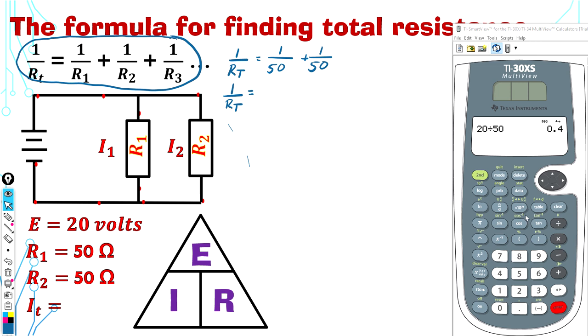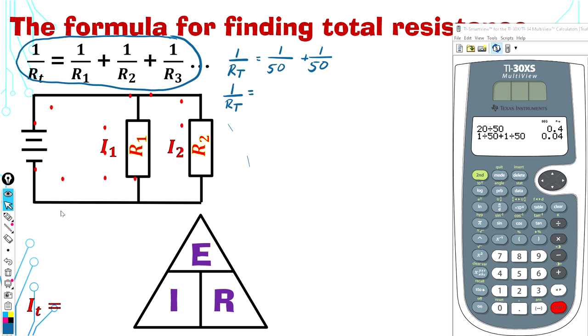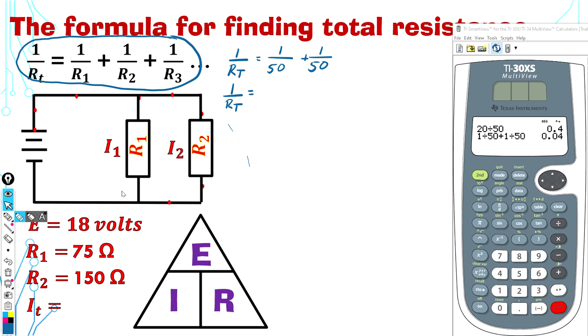So I've got 1 over RT equals, now if you're using a graphing or scientific calculator, it's going to do order of operations for you, so I can just type in the 1 divided by 50 plus 1 divided by 50, and that's going to give me 0.04.